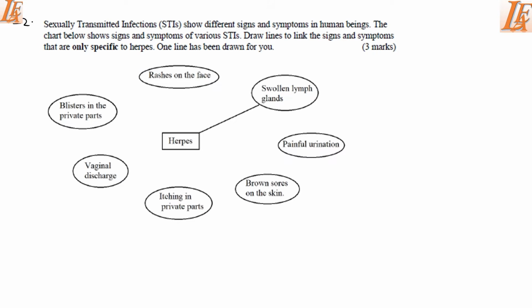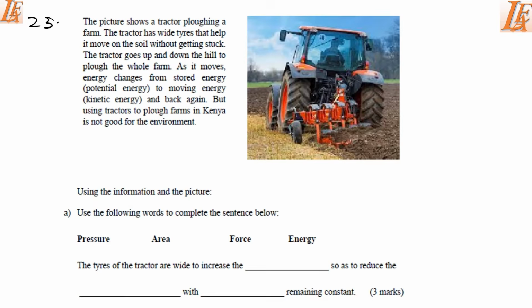So in this case, we have been given a line from the herpes, from the center here, to the swollen limb glands. The other one that we have is from the herpes to the rashes on the faces. Then we have another one to the blisters on the private parts.